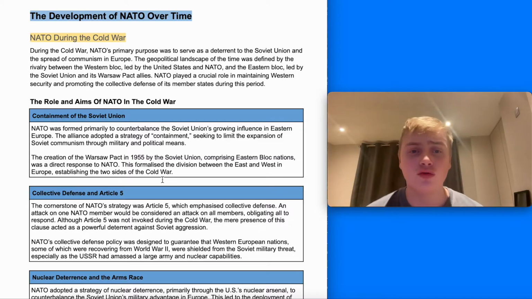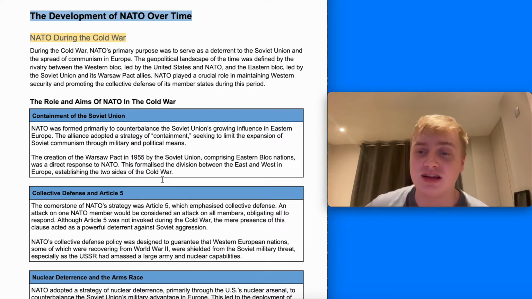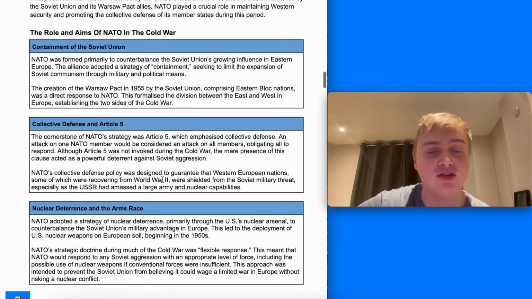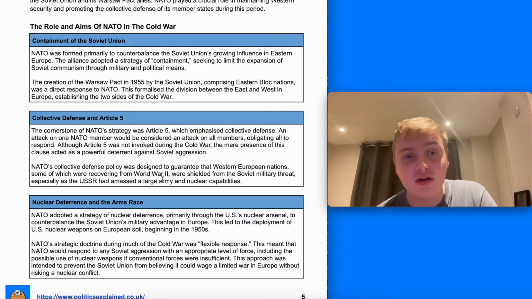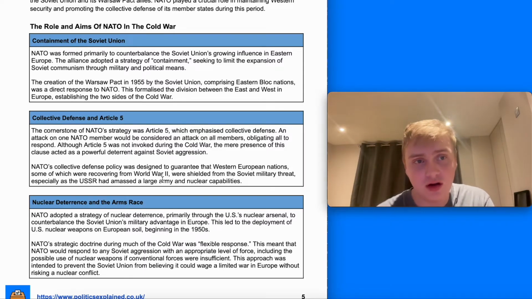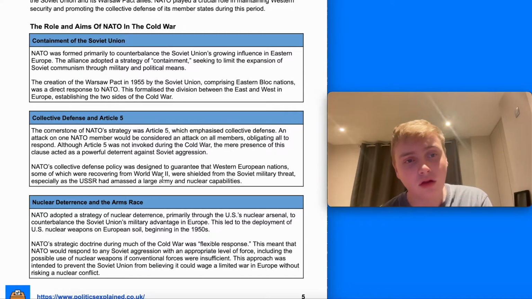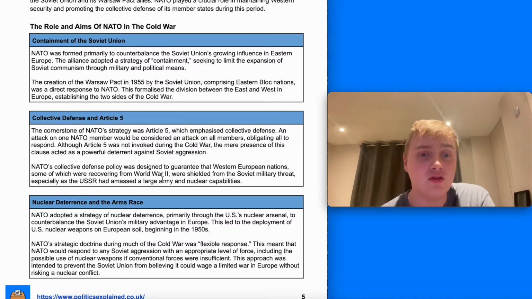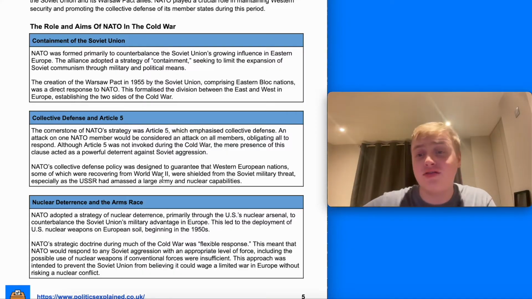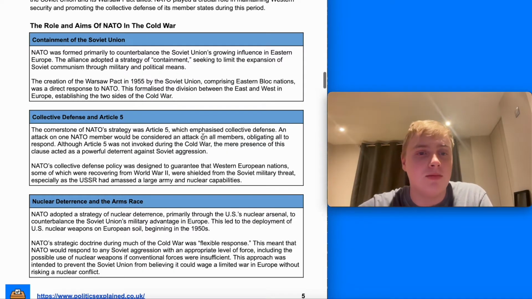And NATO played a crucial role in maintaining Western security and promoting collective defence of its member states during this period. So its key aims, first of all, were to contain the Soviet Union, prevent it expanding into Western Europe. It's really this key strategy of containment, seeking to limit it through military and political means. Collective defence, of course, was central.